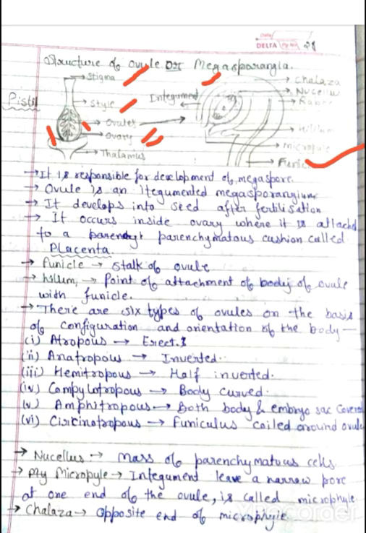Now I'm going to tell you about the parts of ovule that are shown in this diagram. First of all I'm talking about the funicle. What is funicle? Here the funicle is present.